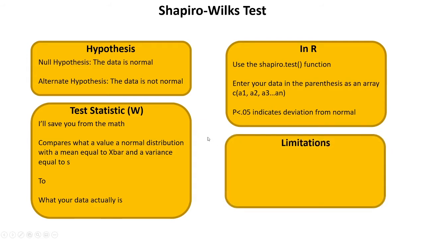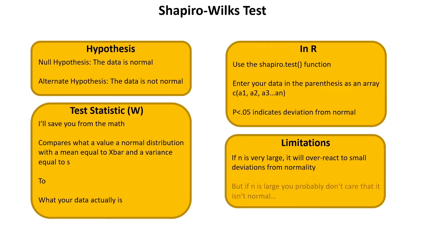There are some limitations to this test. Mainly, if the n is very large, it will overreact to small deviations from normality. This is true of many statistical tests because as the n gets really large, the power of the test goes up, but the effect size might be very small. It might be a really small deviation from normality, but since the n is so large, the test detects a significant difference. But in this case, if the n is large, you probably don't care. You're not using the Shapiro-Wilks test anyway, because you can assume the central limit theorem is cleansing all of your data's non-normal sins.